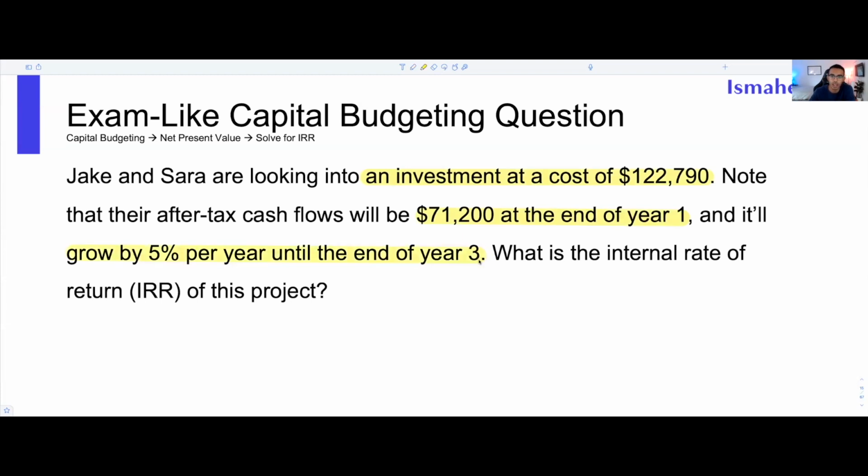Okay? And we want to know, and I'll put this in red because this is our mission, this is what we're solving for: what is the internal rate of return of this project?